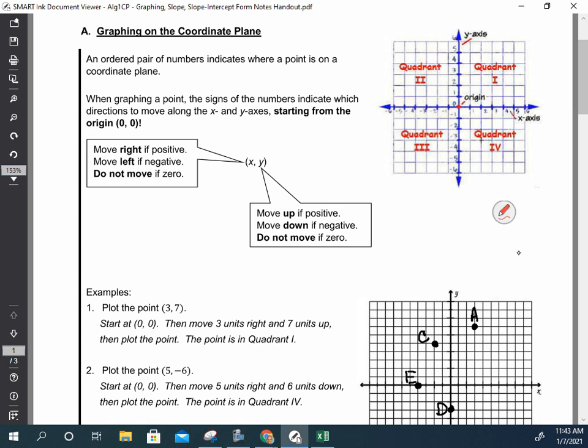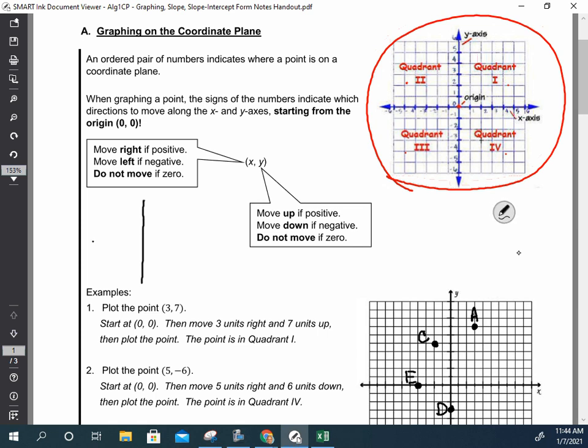So as far as graphing goes, when you graph on a coordinate plane, you have an x-axis, a y-axis, and quadrants 1, 2, 3, 4. So when you plot points on a graph, you always start at the origin, 0, 0.